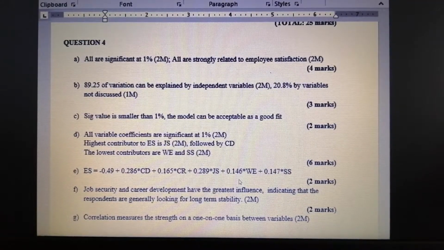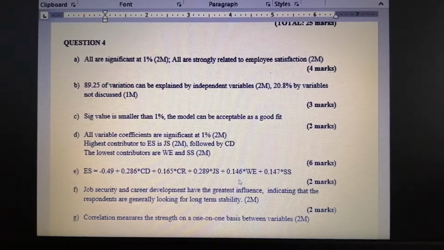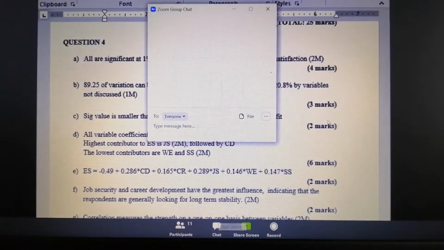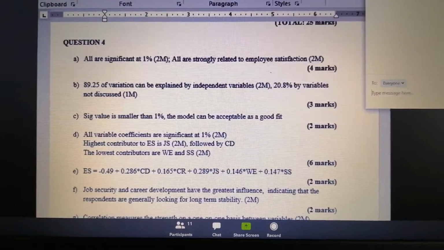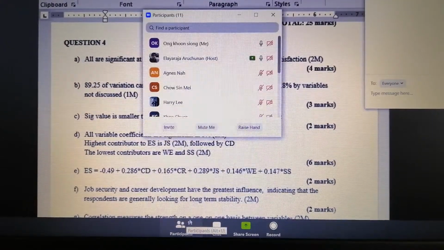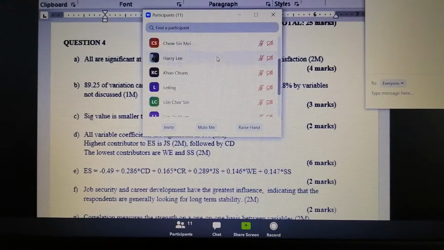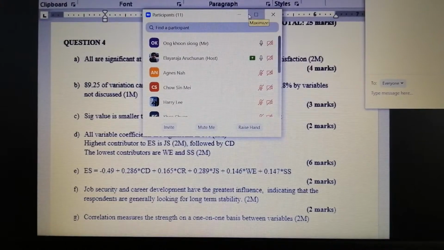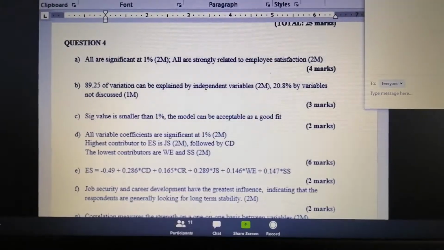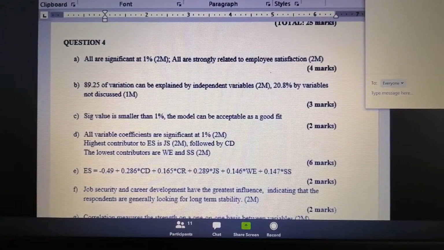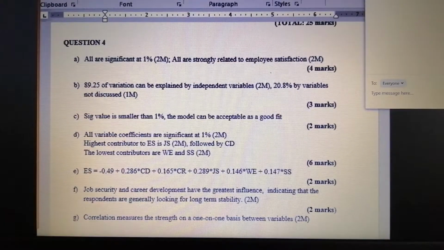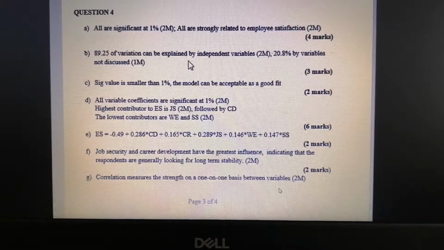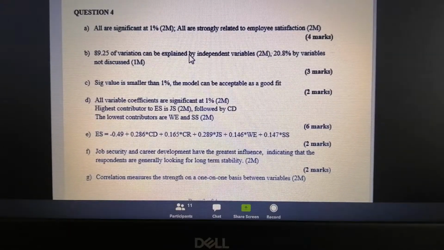Okay, thanks. Shall we continue? Yes, this is one of the sample questions as well. Okay.